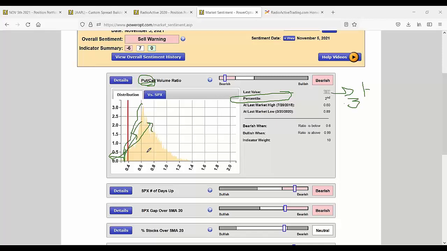But it's strange, isn't it? All these indicators that we're seeing that are bearish, and this one is near the lowest it has ever been. And that 0.33, I don't think I have ever seen it that low personally.